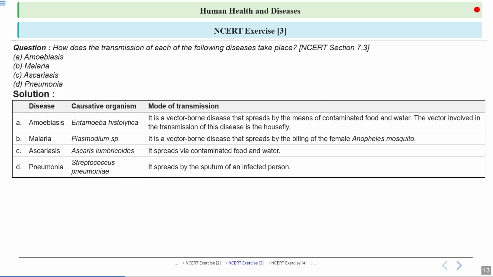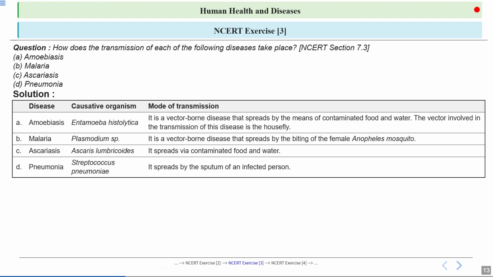Next one, malaria. Malaria is spread by the bite of the female Anopheles mosquito. The female Anopheles mosquito is the vector for this disease. The mosquito transmits the Plasmodium parasite to humans during its bites.